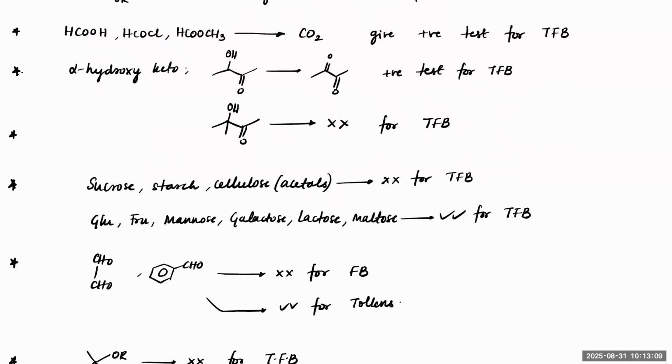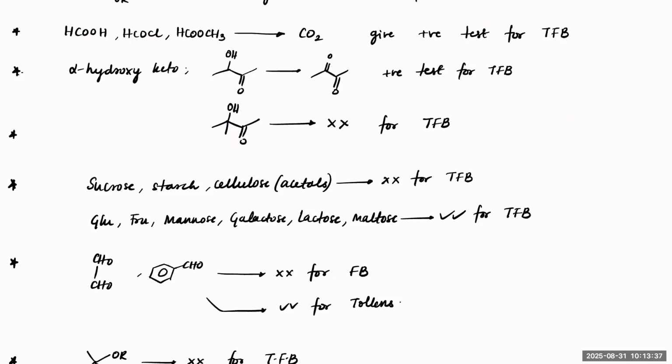Next, if you have an alpha hydroxy ketone, there is a keto group, but at the alpha position you have an OH group. In that case, the alpha hydroxy group will get converted into a keto group here, and that is also going to give a positive Tollens, Fehling's test. But here there has to be one alpha hydrogen. If there is no alpha hydrogen, then it will give a negative test with Tollens, Fehling's and Benedict.